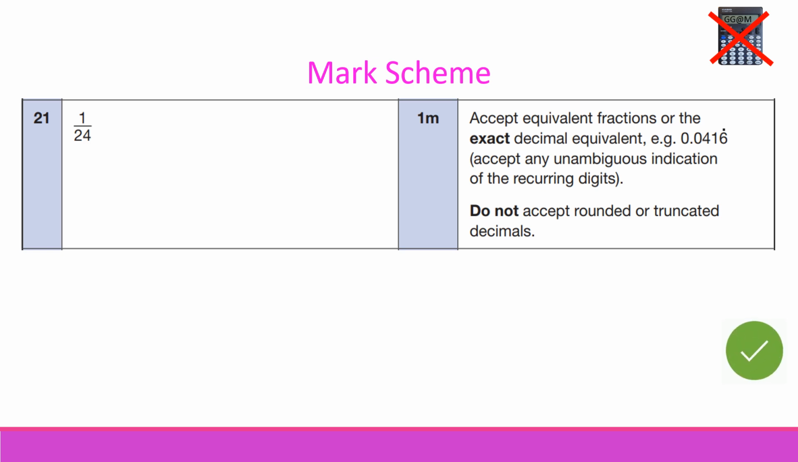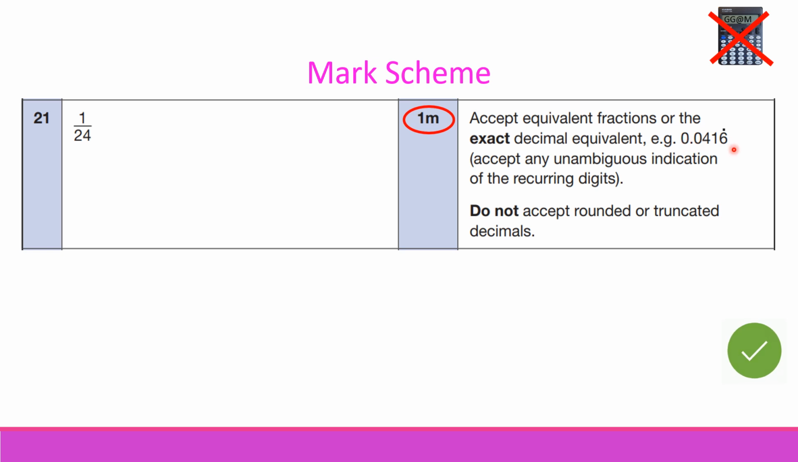The mark scheme on this question shows there is 1M, which is one method mark for the answer of 1 over 24. It says accept equivalent fractions or the decimal equivalent, which is 0.0416 recurring. It is unlikely that you're going to be able to come up with that answer without a calculator. It is really tricky to come up with that in terms of decimals. It is much easier to work in terms of fractions. It says do not accept rounded or truncated decimals.